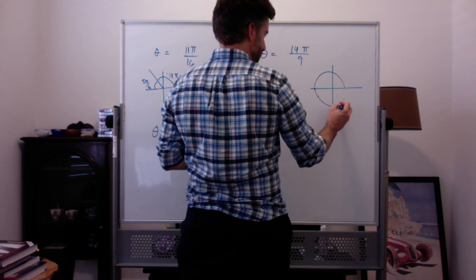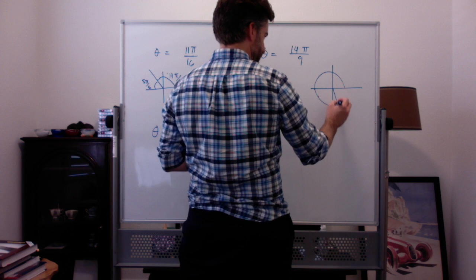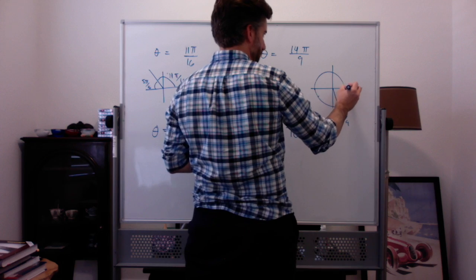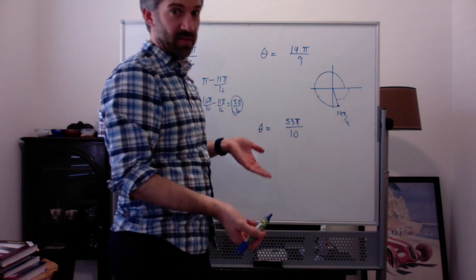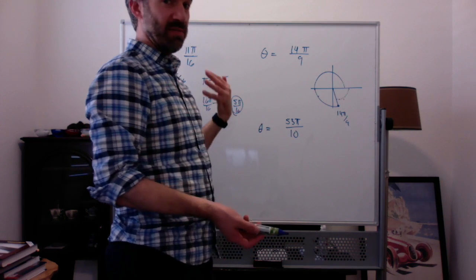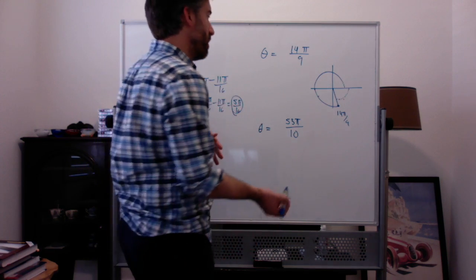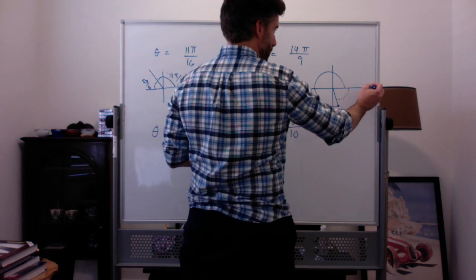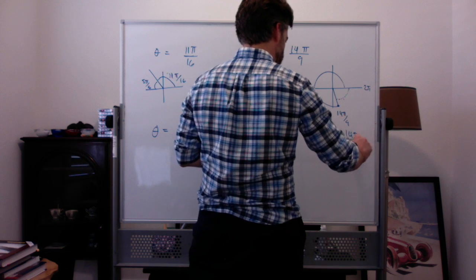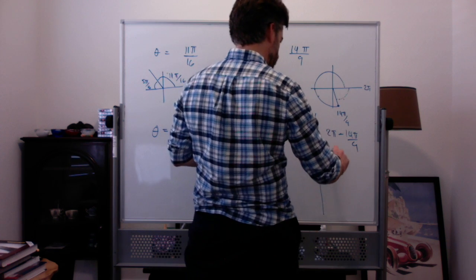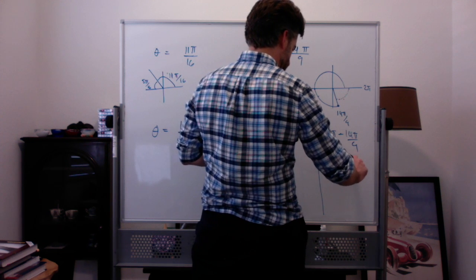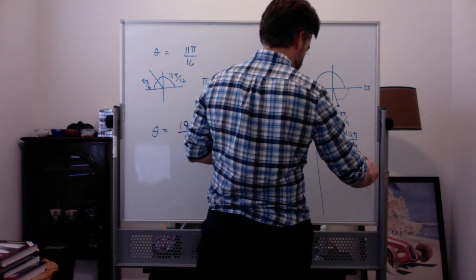So here's my 14 pi over 9. I'm trying to find this angle here. I'm not going to subtract pi and get 5 pi over 9 because 5 pi over 9 is bigger than a reference angle can be. 5 pi over 9 is bigger than 90 degrees or pi over 2. So I have to do this. So this is 2 pi. So 2 pi minus 14 pi over 9 gives me 2 pi is 18 pi over 9 minus 14 pi over 9, which is 4 pi over 9.